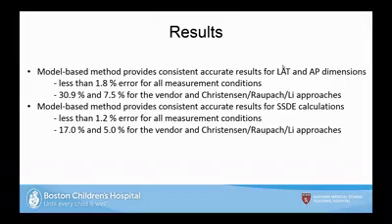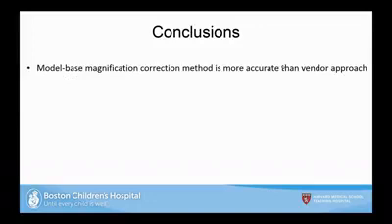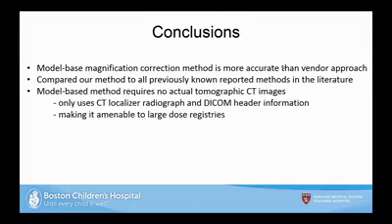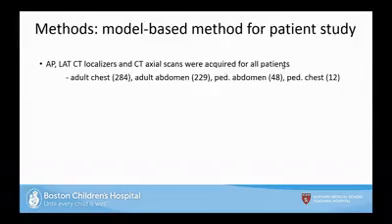And then for the normalized dose coefficient calculations, we had a less than 1.2% error, whereas it was more like 17% for the vendor and 5% for Christensen, Rupakanli. And so just to conclude from this study, the model-based magnification correction method is more accurate than the vendor approach. We compared our methods to all previously known reported methods in the literature. And our model-based method requires no actual tomographic CT images. So we only use CT localizer radiograph and DICOM metadata information. And this makes it amenable to large dose registries.